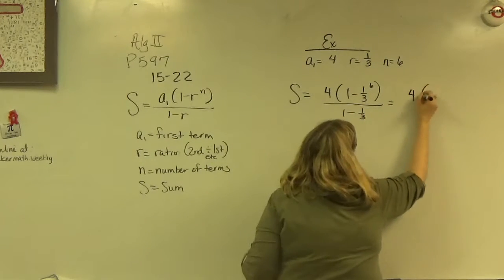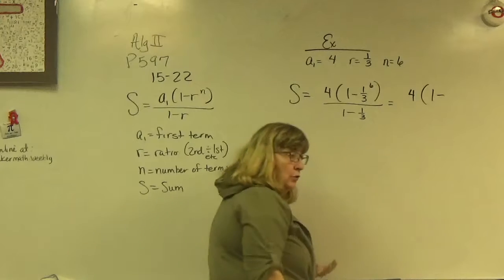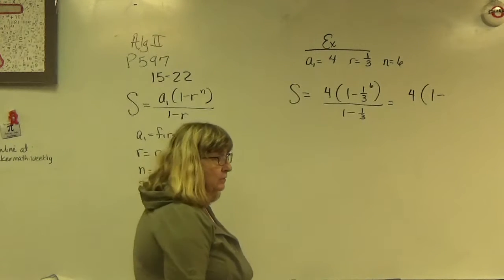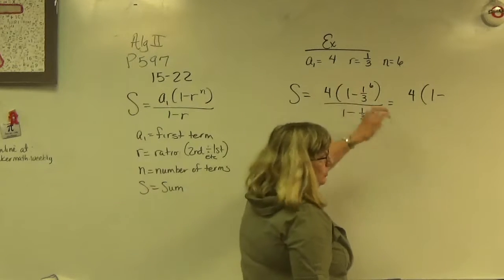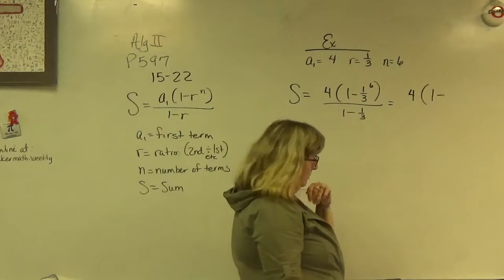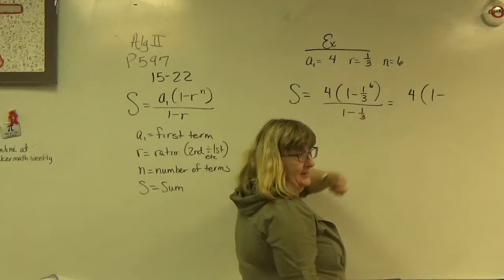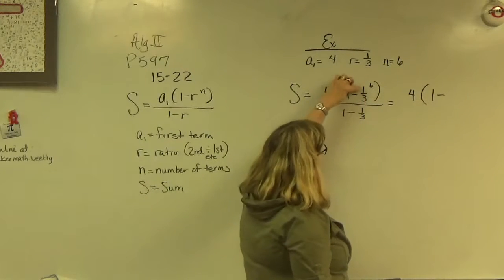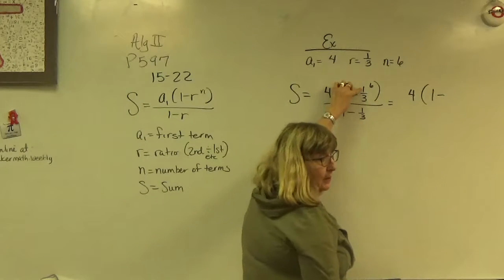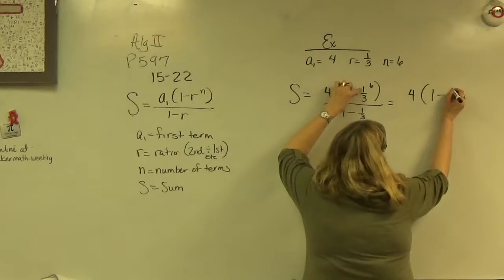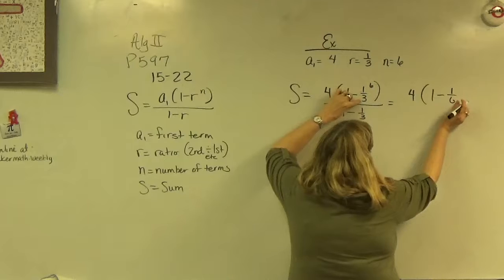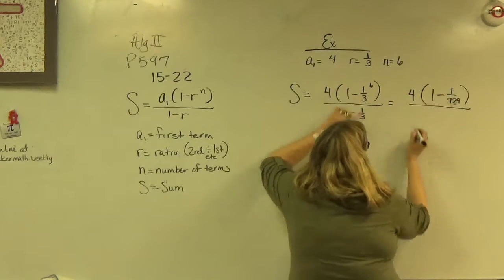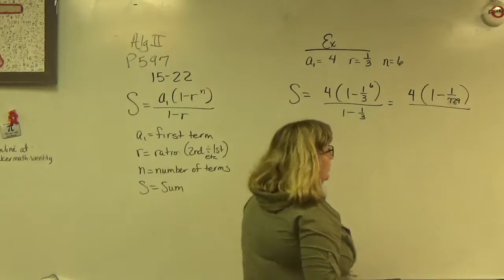So I have 4 parentheses. And remember, you follow the order of operations. So don't you have to raise to a power first before you can subtract? And again, you don't want to use your calculator, because you might get decimals that aren't going to be pleasant. So I do 1 at a time. What's 1 to the 6th power? 1. And then what's 3 to the 6th power? 729, right? Over on the bottom, what's 1 minus a third?